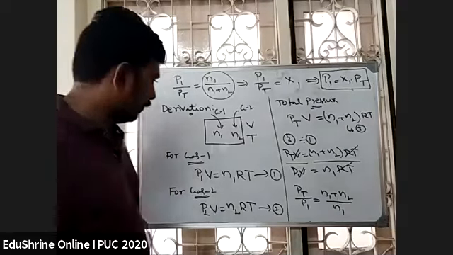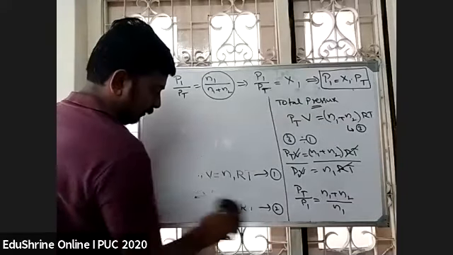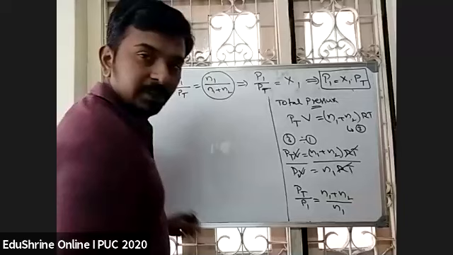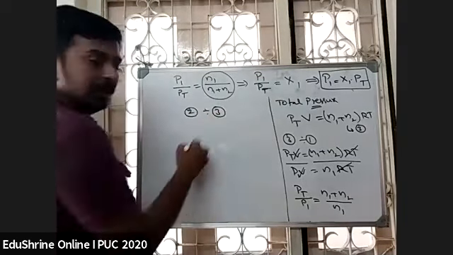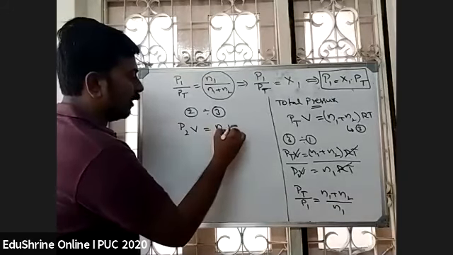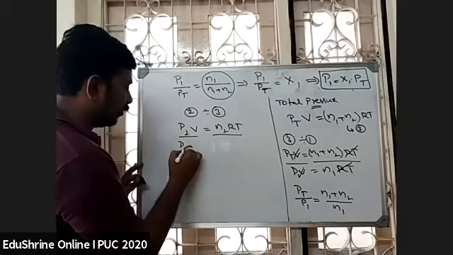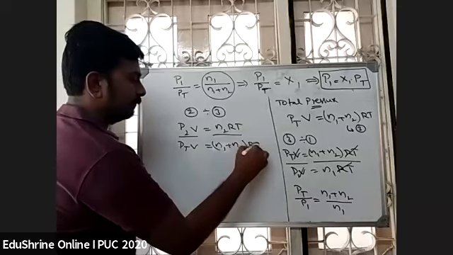Complete, friends. So I'm erasing this side. Now, in the same way, divide 2 with 3. So the second one is P2 into V is equal to N2 into RT, and 3 is PT into V is equal to N1 plus N2 into RT.